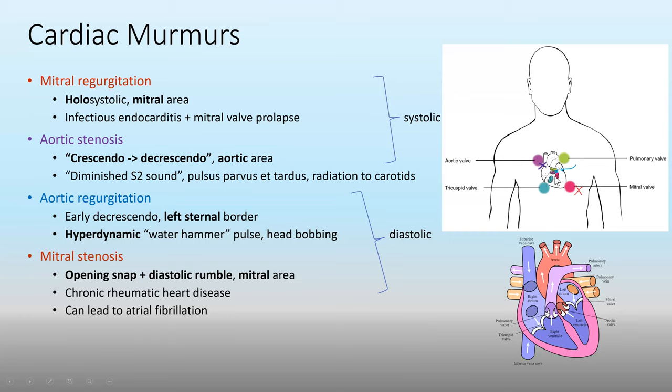It may be like this area in the left sternal border, if you picture the sternum directly over the heart here. So don't be confused if the aortic regurgitation is a slightly different area and you're like, wait, I thought the aortic area was closer to the right side. It depends on the way the murmur is flowing. So with regurgitation, the murmur is heard because the blood is flowing backwards, hence why the regurgitation murmur is heard on this side. And we get hyperdynamic circulation, such as water hammer pulses, head bobbing.